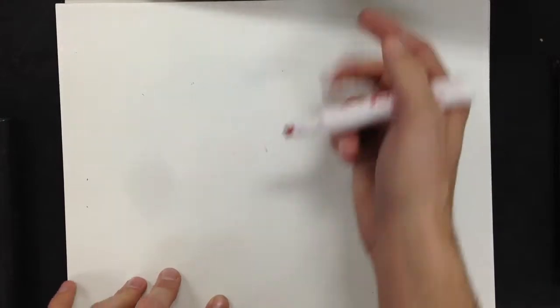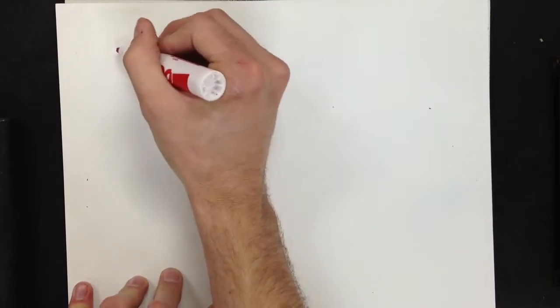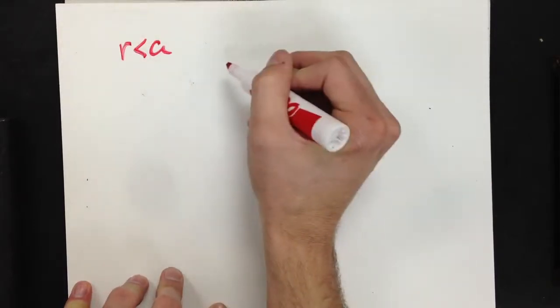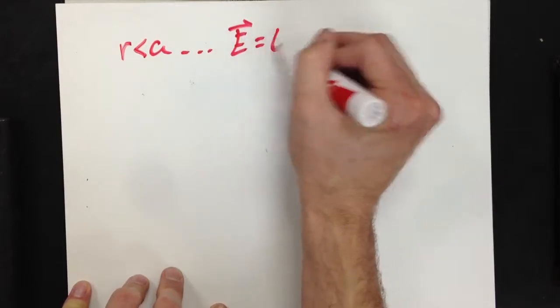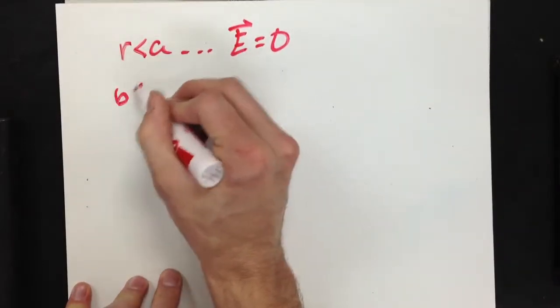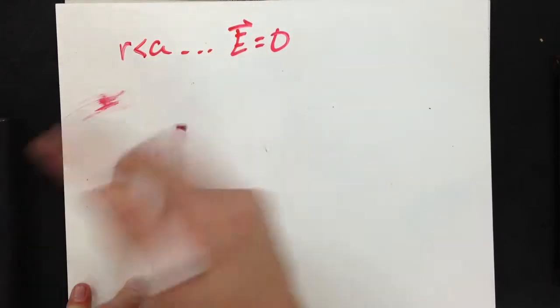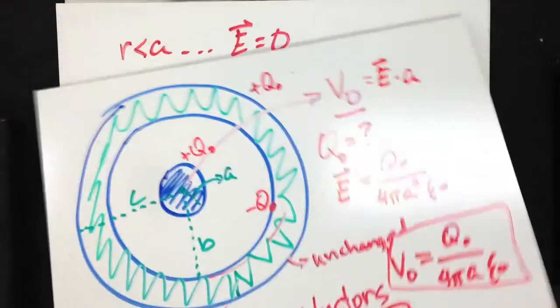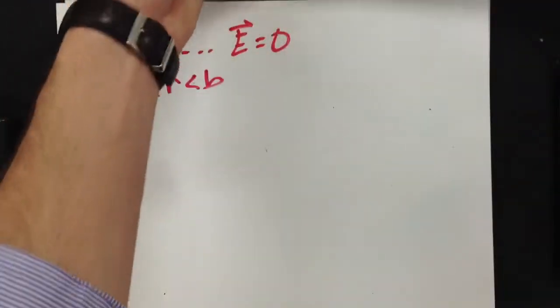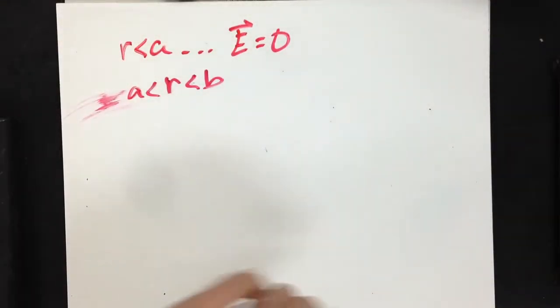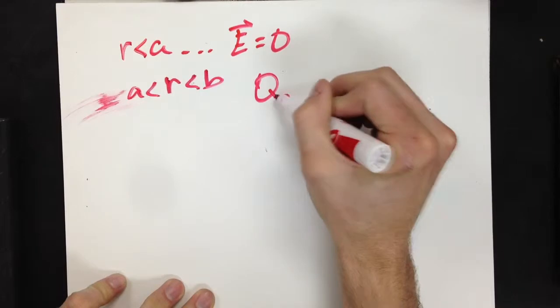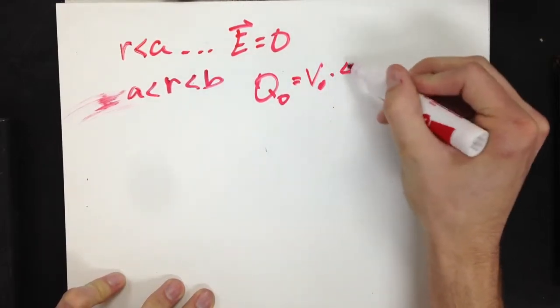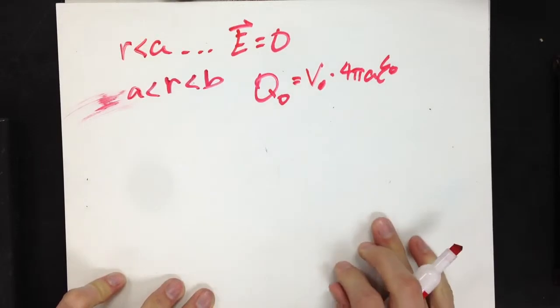So let's figure out what my electric field would be. Let's figure out my electric field for R less than A. Spoiler alert, electric field would be 0. Let's figure it out for when R is in between A and B, in other words, the electric field inside this region. But we have to figure it out in terms of variables given. And we just figured out that Q naught is equal to V naught times 4 pi A epsilon naught.